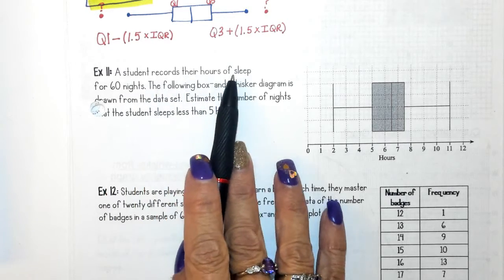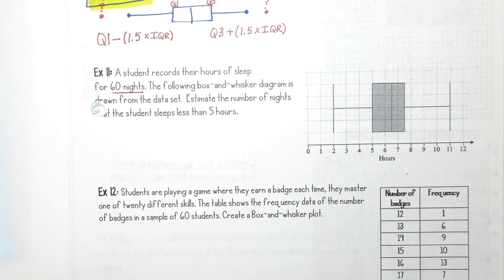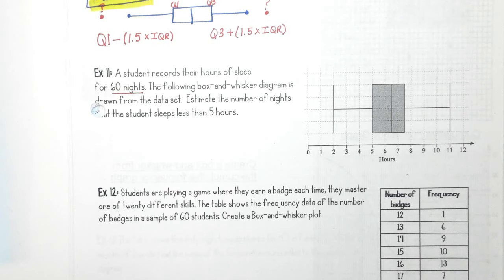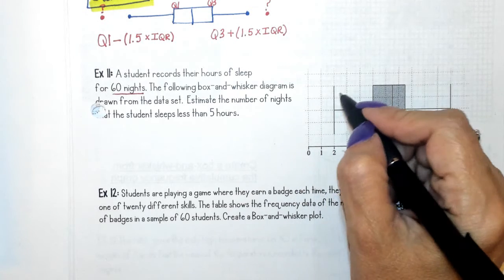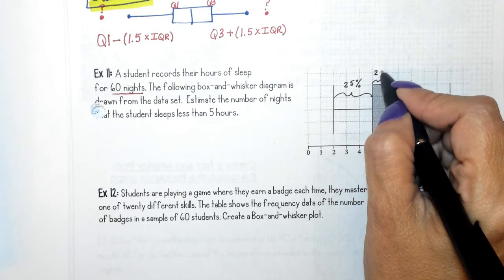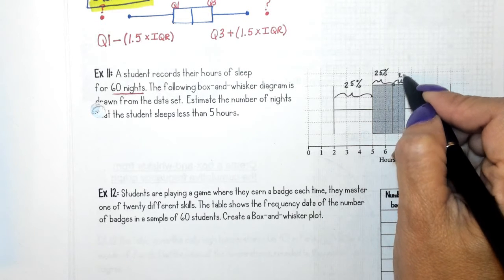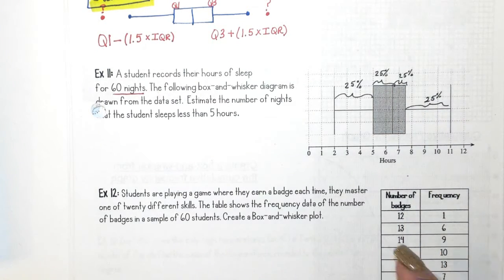A student records their hours of sleep for 60 nights. Now, pay attention to words like this. That means they only did this for 60 nights. The following box and whisker diagram is drawn from the data set. Estimate the number of nights that the student sleeps less than 5 hours. Take a second and look at it. Remember, it's divided up into quartiles: 25%, 25%, 25%, 25%. So even though it's long, this data right here represents 25%. This right here to the median represents 25%. This little piece here is 25%. And this big piece here is 25%.